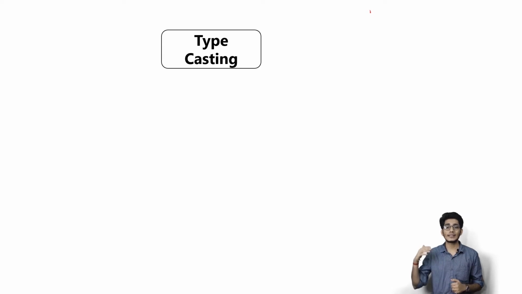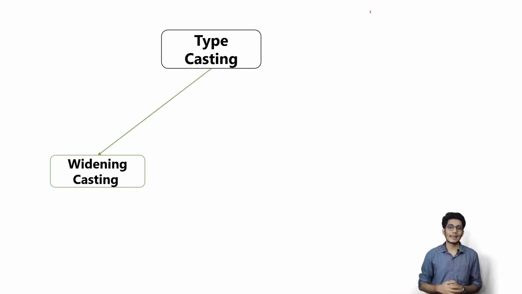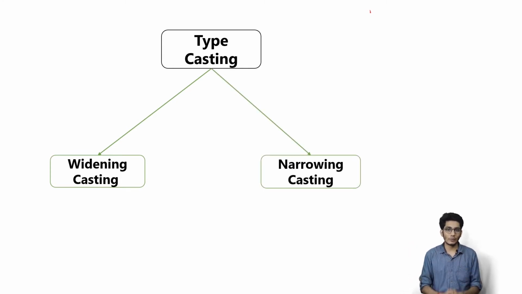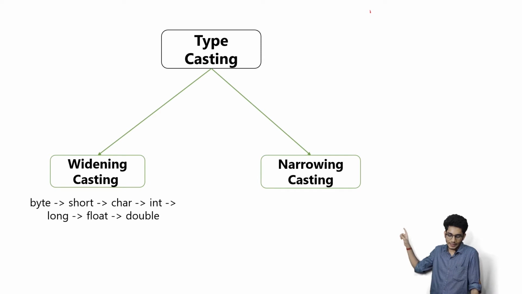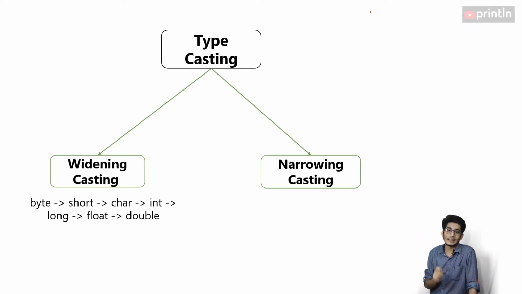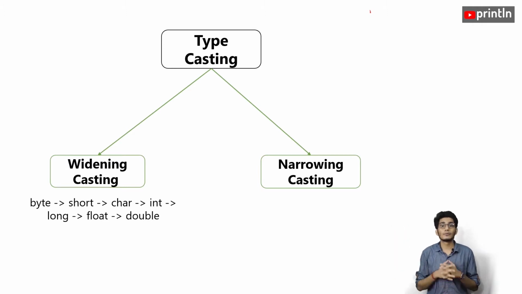Now we'll discuss how many types of typecasting we have. We have a total of 2 types of typecasting. The first one is widening casting and the second one is narrowing casting. So what is widening casting? Suppose we are converting our byte to short, byte to char, char to int to long, float to double. See, we are converting our lower memory size into higher memory size. That is why it's called widening casting. In widening casting, we convert a lower memory size data type into a higher memory size data type. As you can see, we are converting byte into short, int into long, float into double. So this is what widening casting is.